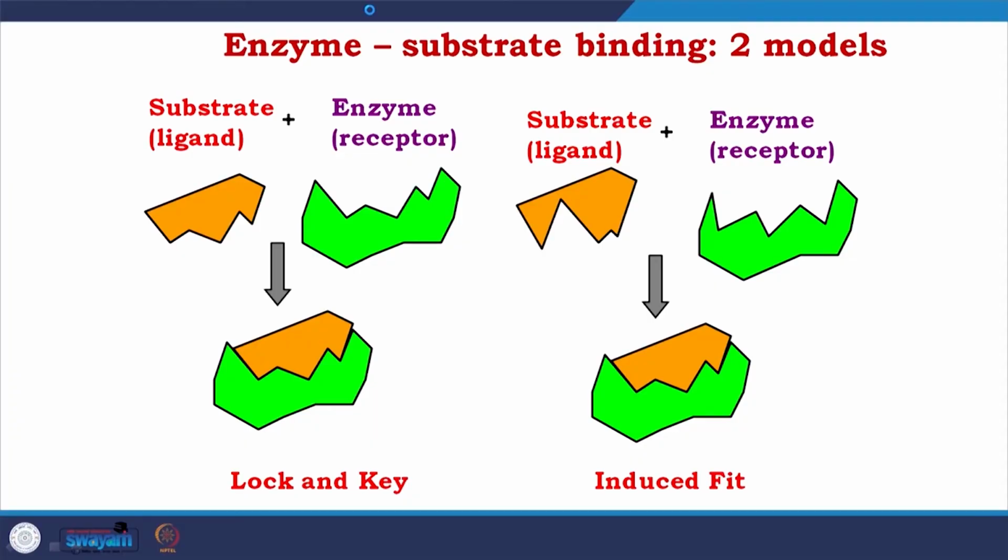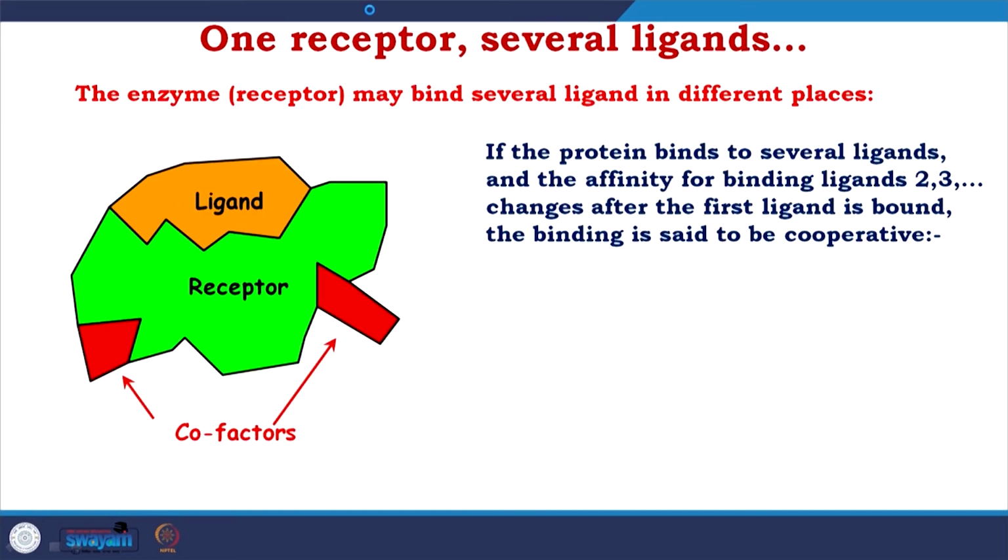So, enzyme substrate binding has two models. One is the lock and key model, which was initially taken, but now it is induced fit, where when the substrate or ligand binds to the enzyme, the shape changes. Also, there is the concept of cofactors: one receptor, one protein and several ligands. The enzyme may bind several ligands in different places. If the protein binds several ligands and the affinity for binding ligands 2 and 3 changes after the first ligand is bound, the binding is said to be cooperative.